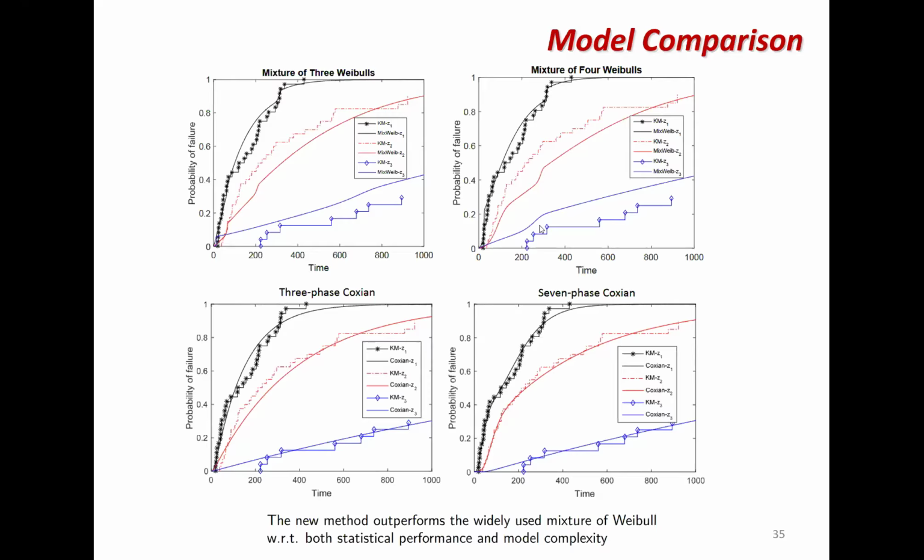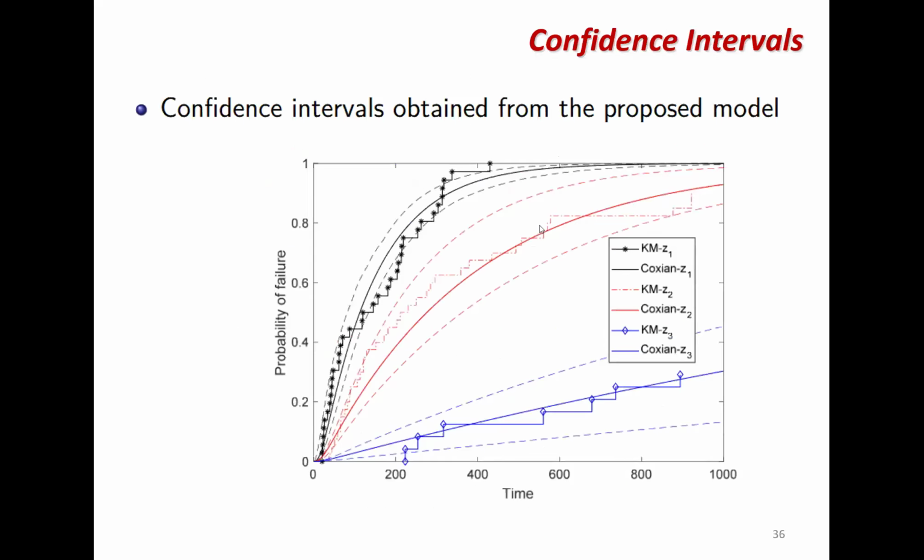And as a matter of fact, the new method outperforms the widely used mixture Weibull distribution with respect to both statistical performance and also model complexity. We compared the number of parameters, and the three-phase Coxian provides the best in terms of number of parameters and also statistical performance. And of course, we'll also want to use the parametric methods to come up with confidence intervals for the estimates based on this data set.